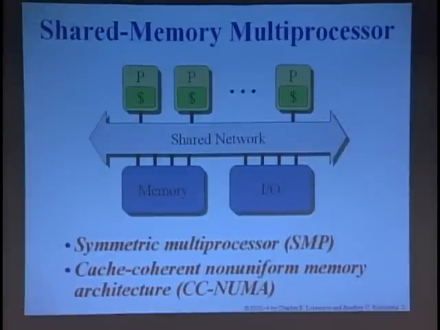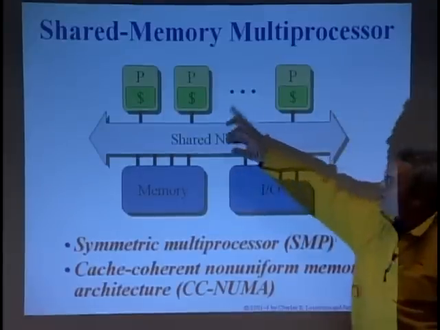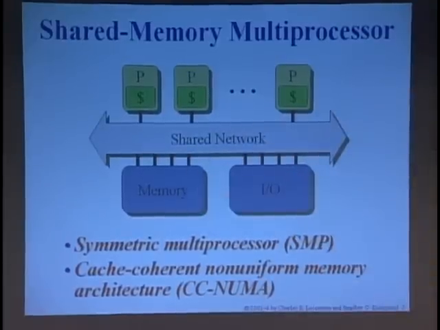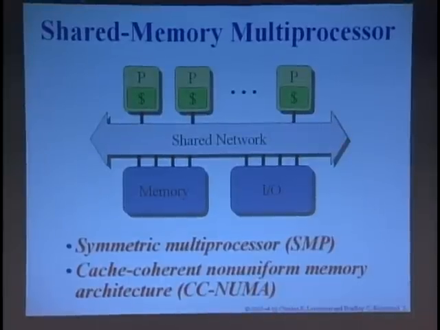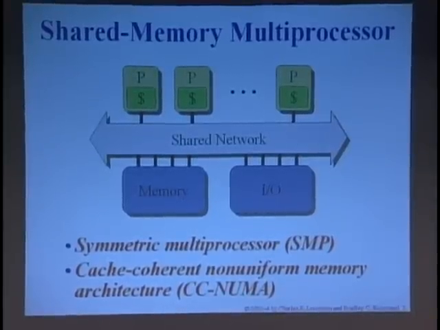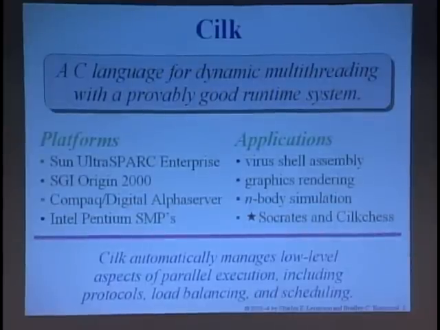We're interested in the case where the distance from processors to other processors and from processors to memory may be non-uniform. So it's important to use the cache well in this kind of machine, because you can't just ignore the cache. The technology that I'm going to talk about for this kind of system is called Cilk. Cilk is a C language, and it does dynamic multithreading, and it has a provably good runtime system. I'll talk about what those all mean.